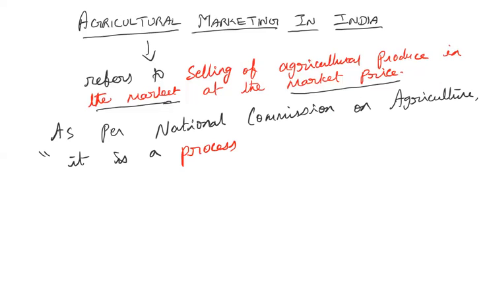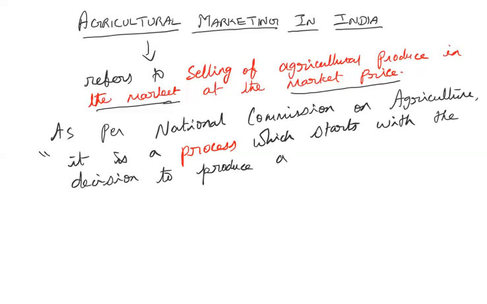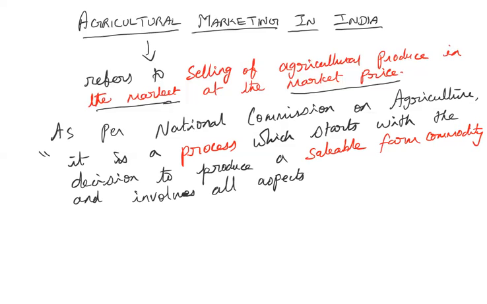It is a process which starts with the decision to produce a saleable farm commodity, and involves all aspects of market structure of the system.